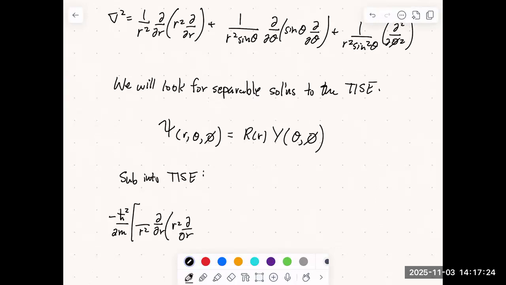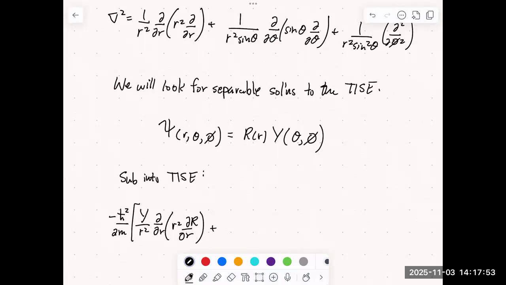And now we have to put our wave function here. But our wave function is R times Y. This is an r derivative. It's only going to act on the R function. So the r derivative acts on the R function, and the Y, which depends on theta and phi, can just be written out here. Okay, so that's the first term of our Laplacian.